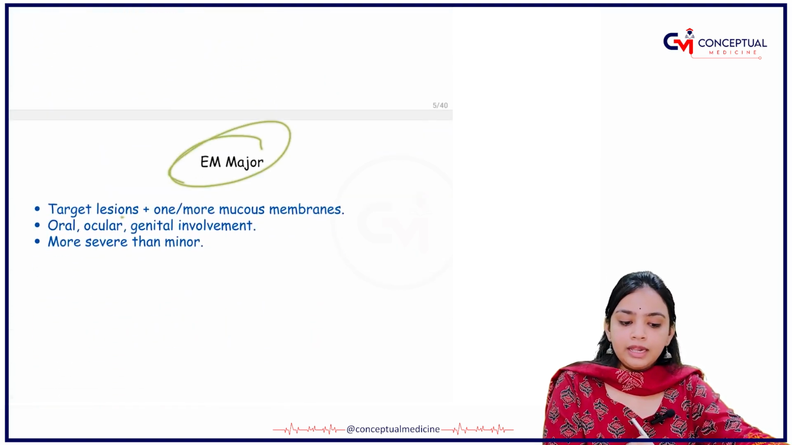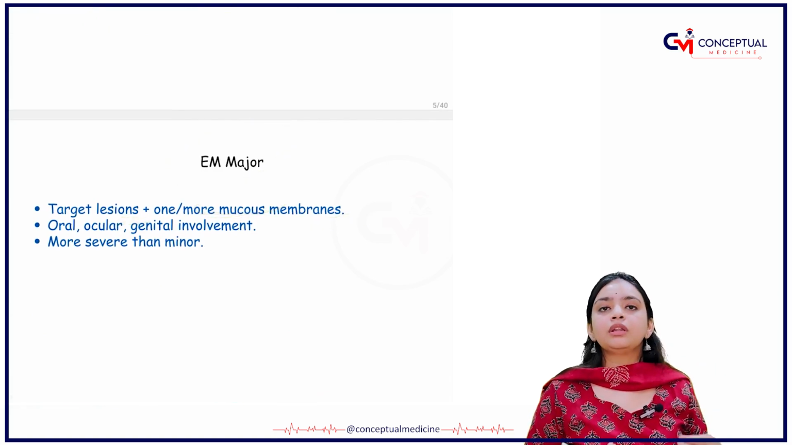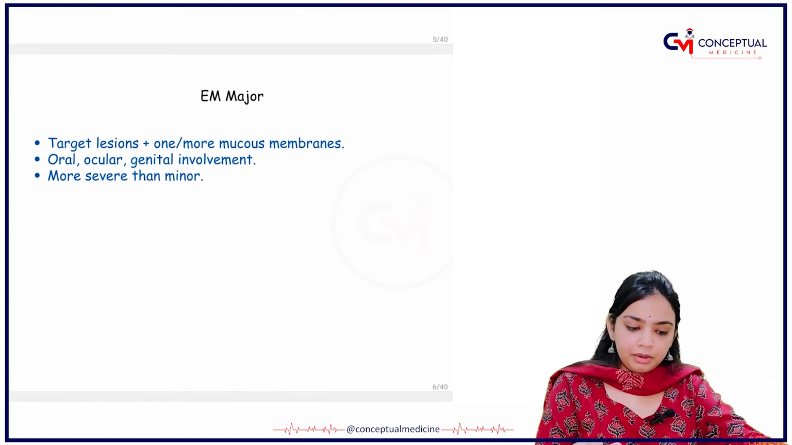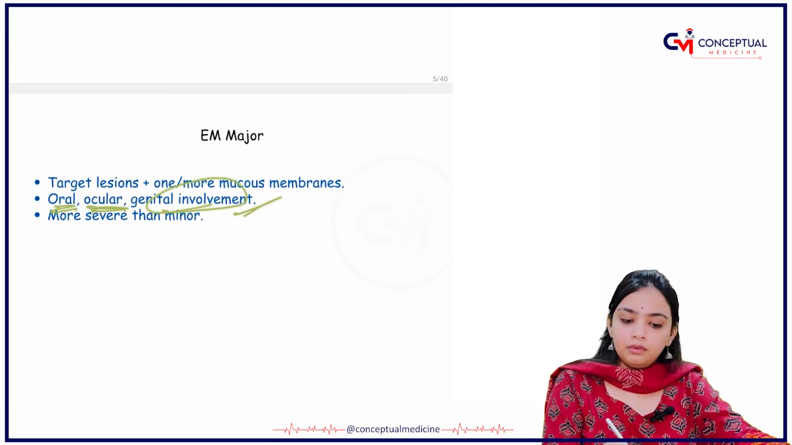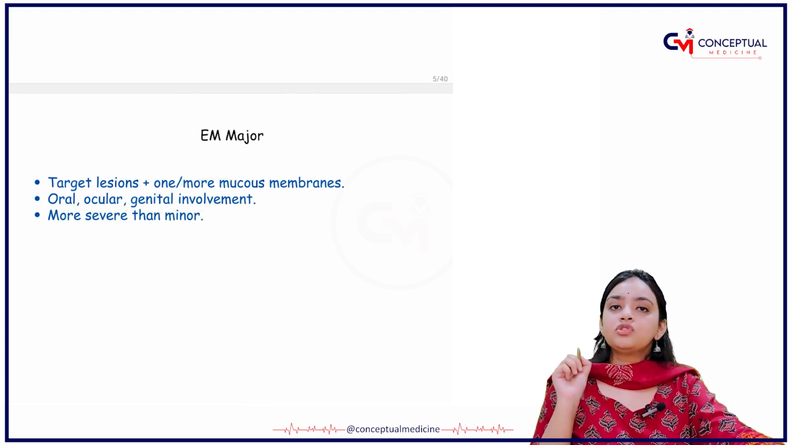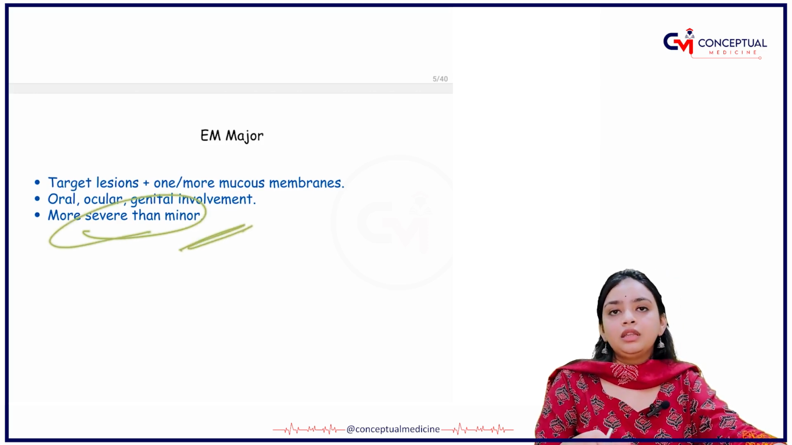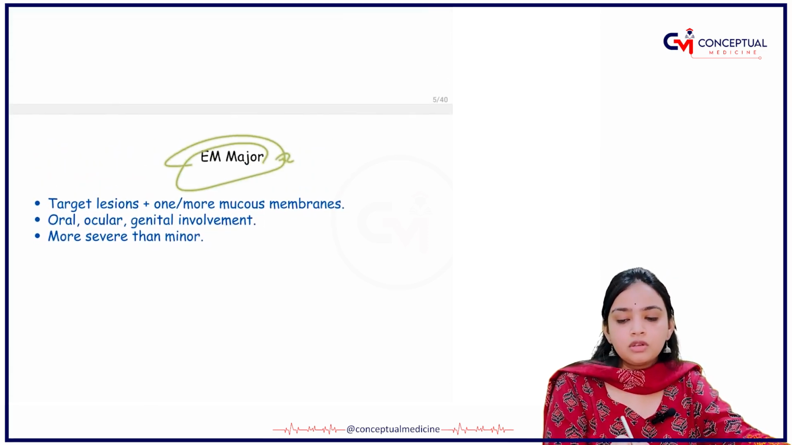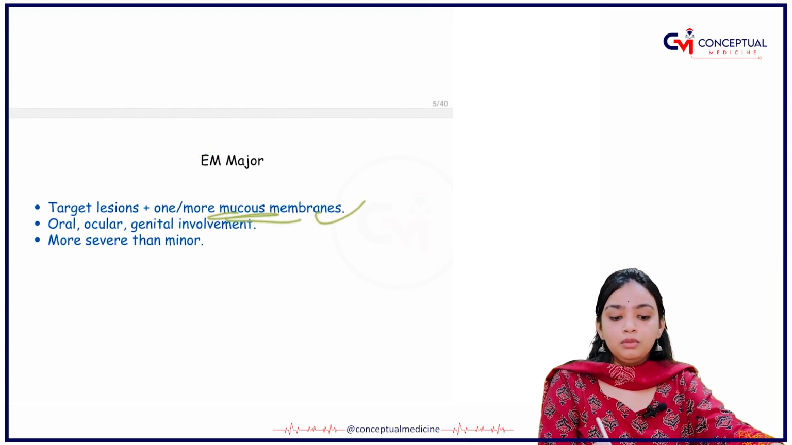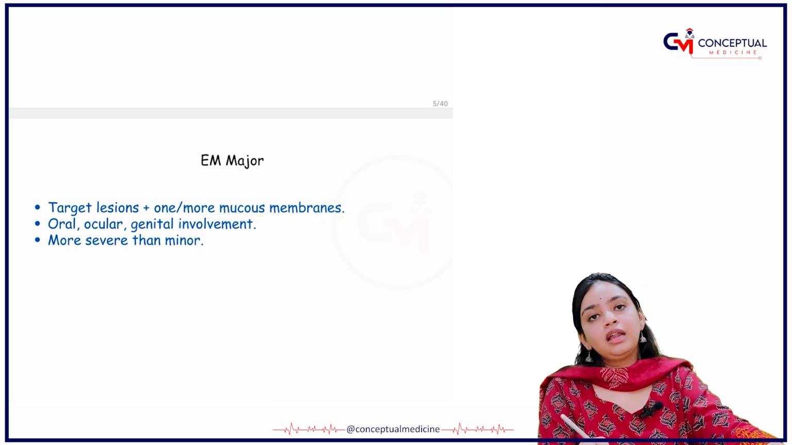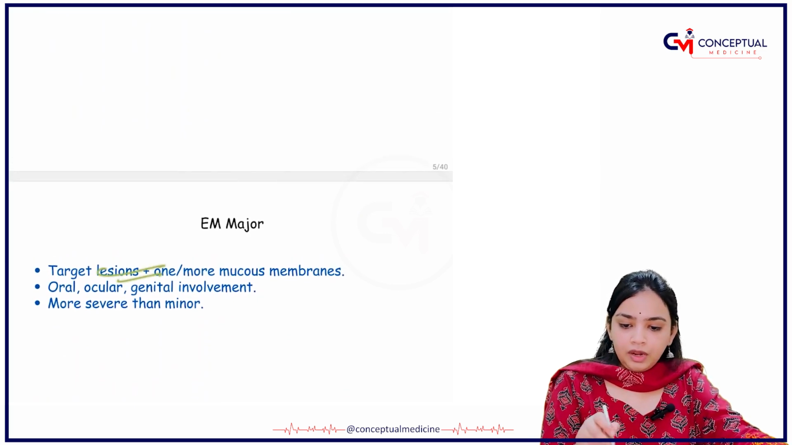Then in the major one, there are one or more target lesions. It may or may not involve the mucous membrane, right? Then you have oral, ocular, and genital involvement, which you will be able to appreciate. It is more severe than the minor one, obviously, because it is the major one. It has to be more severe than the minor one, right? And it involves one or more mucous membranes. That is why it is also very serious, right? And it also has the presence of target lesions.